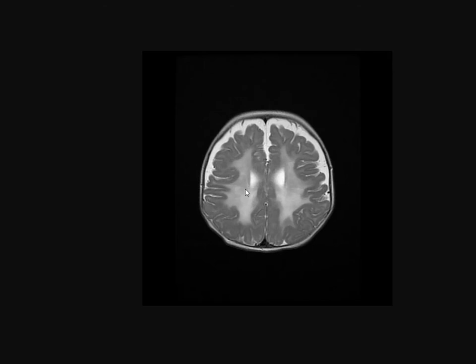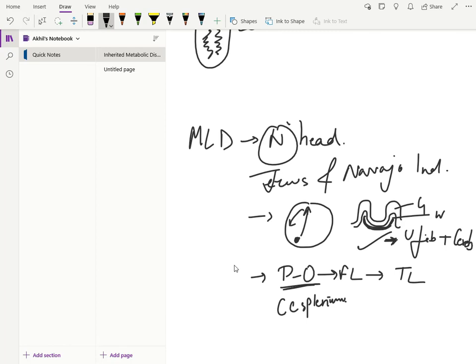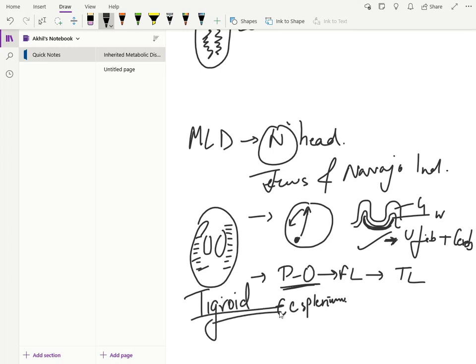Now this is giving you a slightly striated appearance. You can see some of the fibers which are not as hyperintense on T2. Now this is the classical tigroid appearance, which is often mentioned in textbooks. So here are the ventricles, and then you have a little bit of striations, which can be subtle at times, and this is the classical tigroid appearance, which is often mentioned in the books which you read.